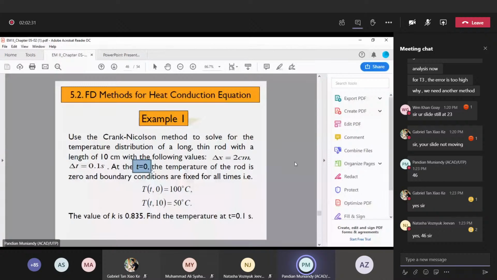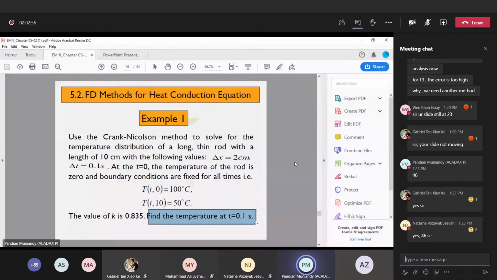The parameters represent what? Temperature, distance, time, volume, area, what is that? So the K value you don't create, it's already given. So we want to find the temperature at T0.1. So from T0, the next one is T0.1. After that, T0.2, 0.3, and so on.